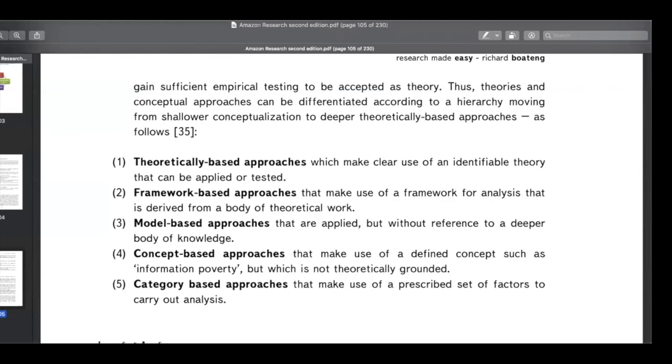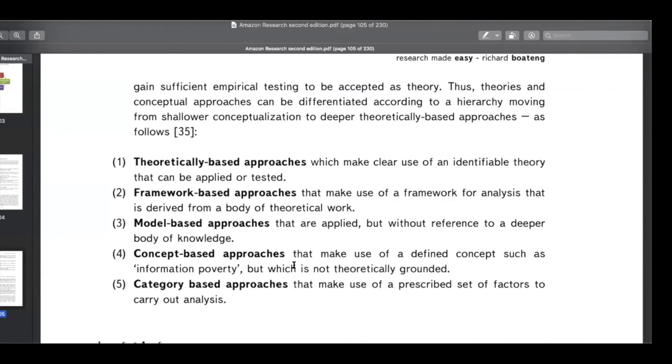Then you have concept-based approaches. Concept-based approaches come from an actual concept that exists, like information poverty is a concept, and that's what you're using for your work, and out of it you try to derive theories. Or the category-based approach, which I mentioned earlier. Now, the reason why you have confusion is that you are hearing words like technology acceptance model, and you are also hearing hierarchy of effects theory. Then you are hearing something called Porter's five forces model.